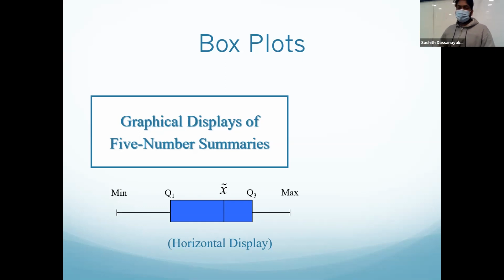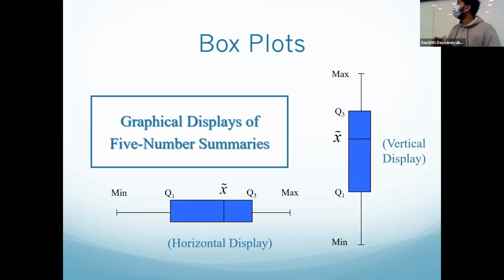Let's say, I think we have an example here. So this is the outlook of a box plot. You can draw it either horizontal or vertical. That's not a problem, but the scale should be there, and you have to mention what these are: minimum, Q1, Q2, Q3, and maximum. That's very important.